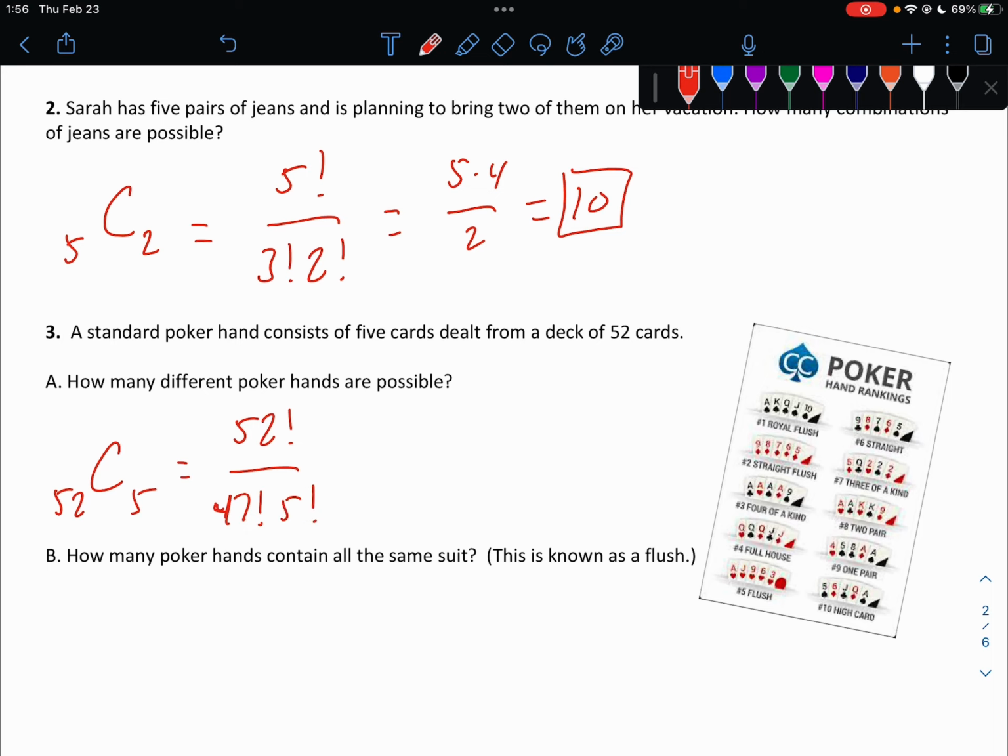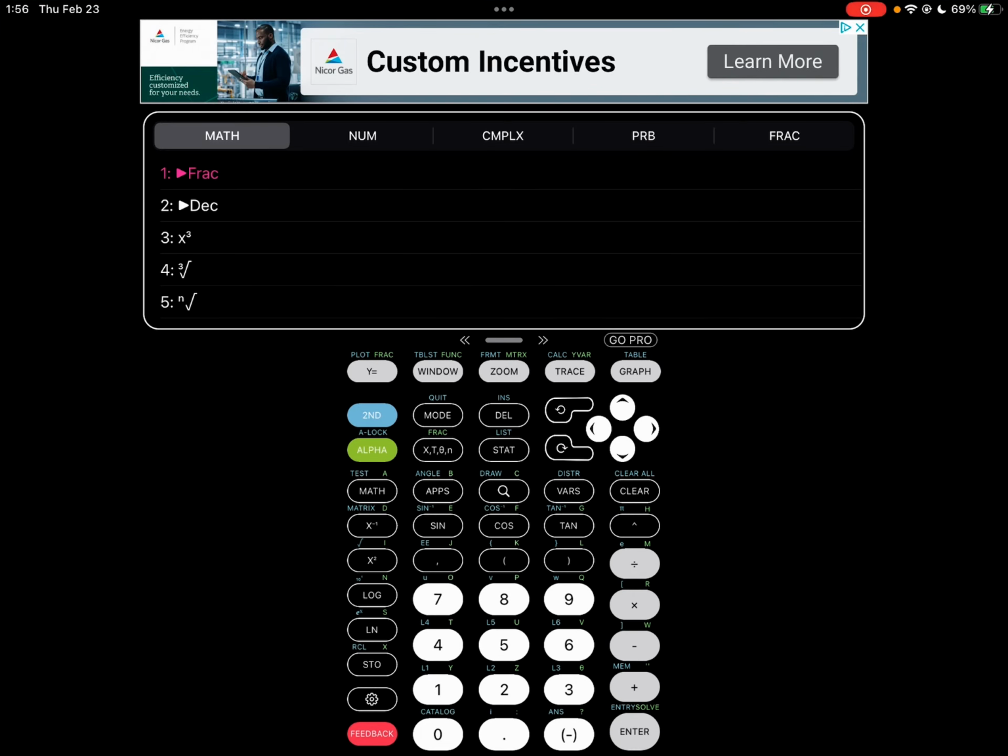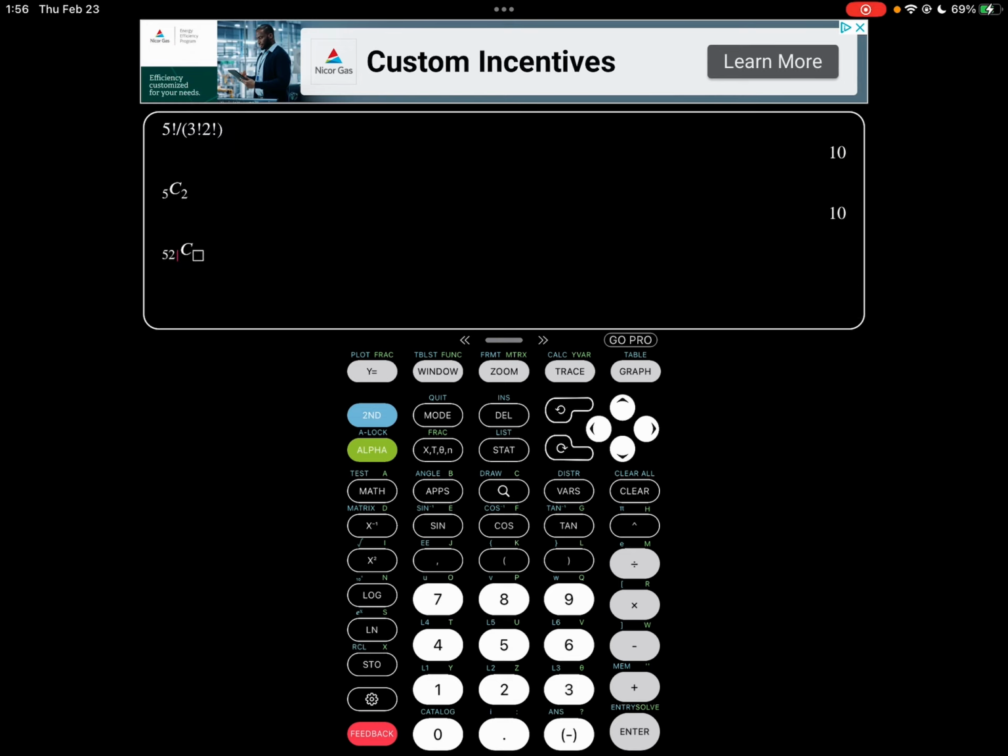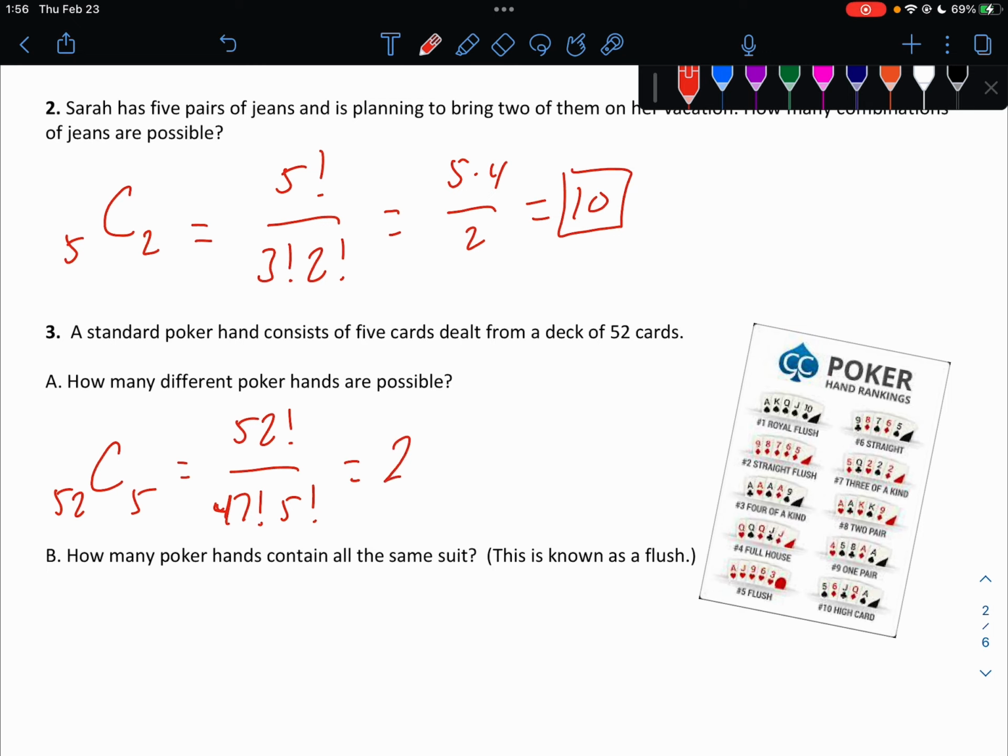Okay? So in our calculator, let's do 52 choose 5. And man, that's a lot of possibilities. 2,598,960 different hands are possible.